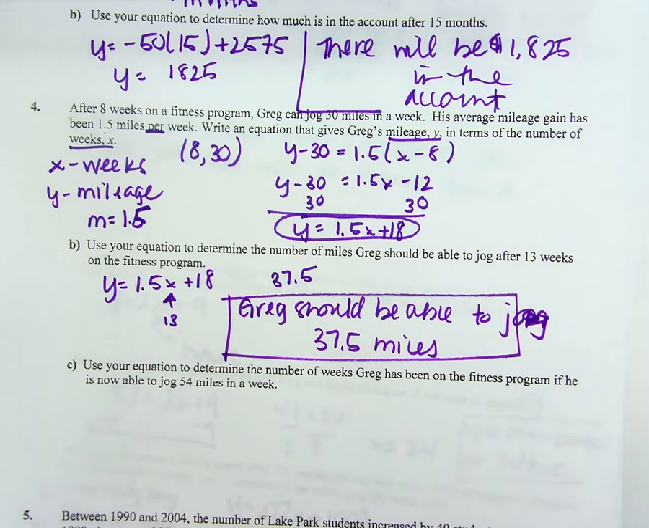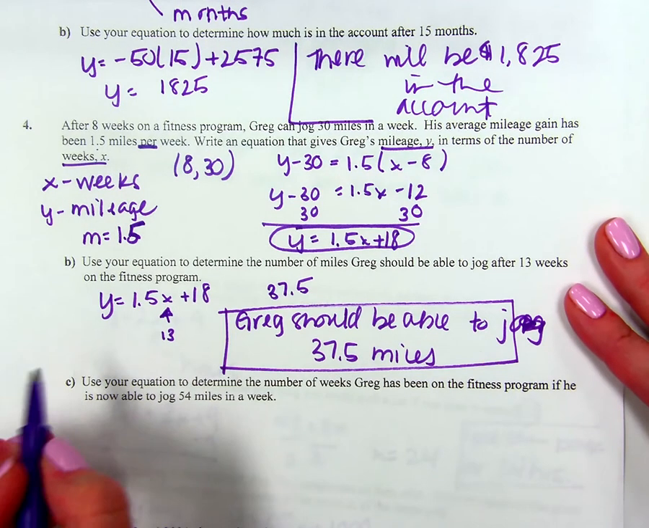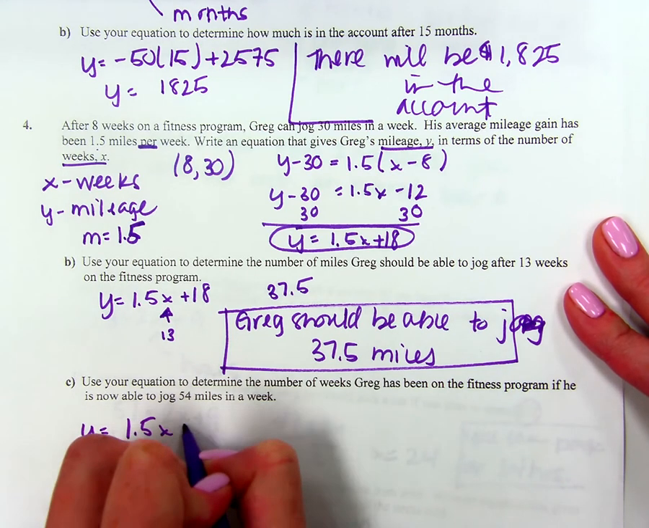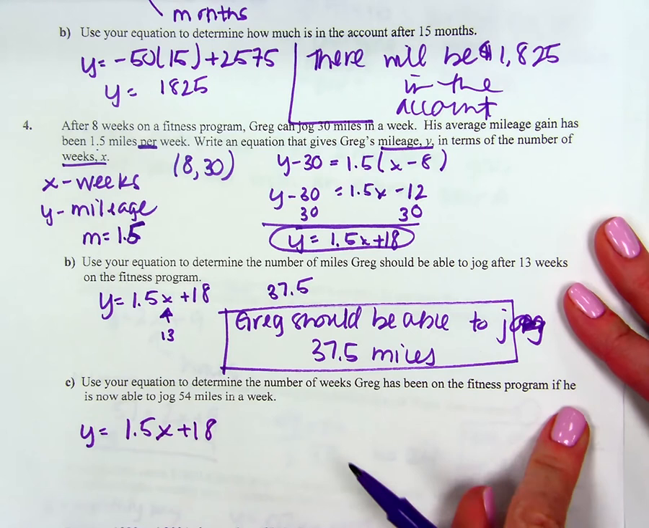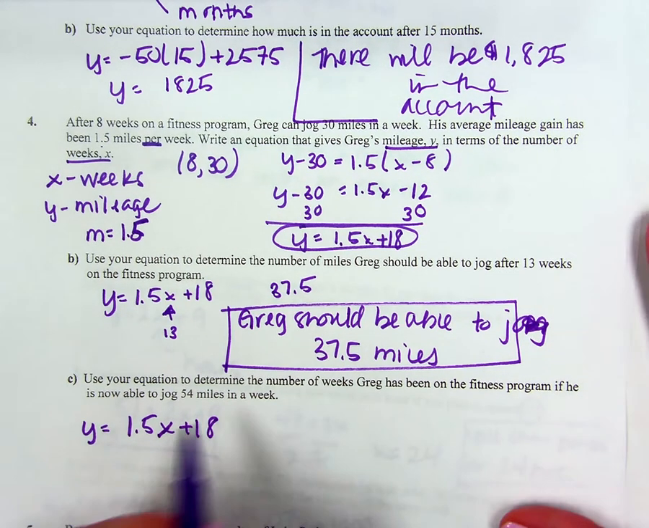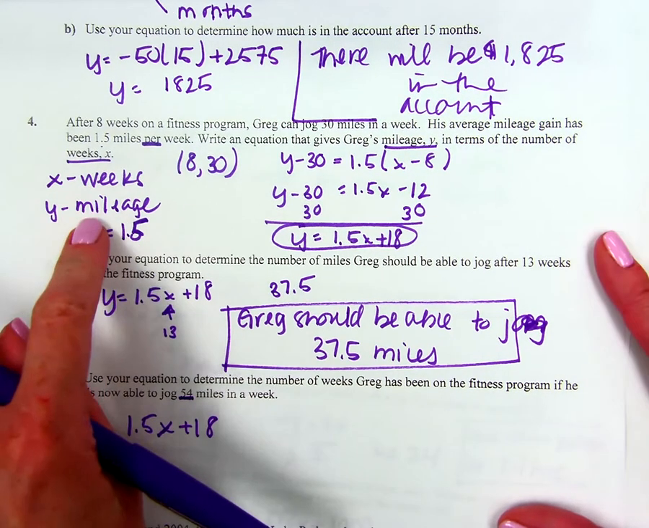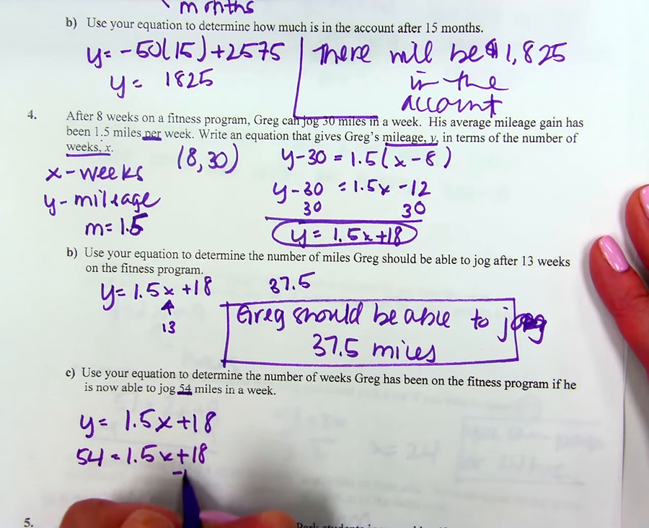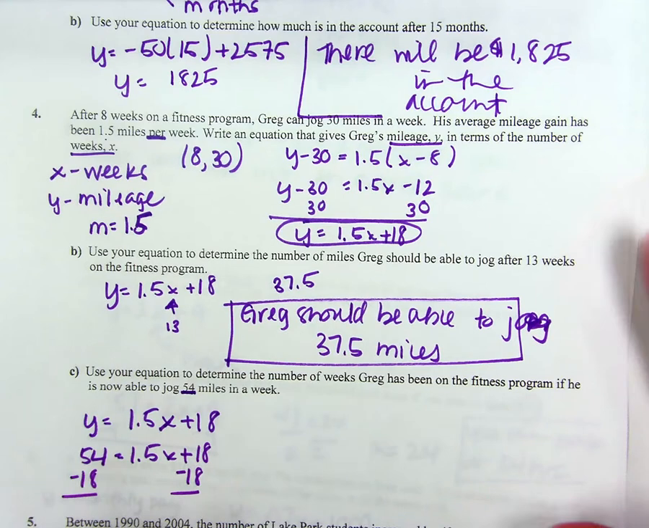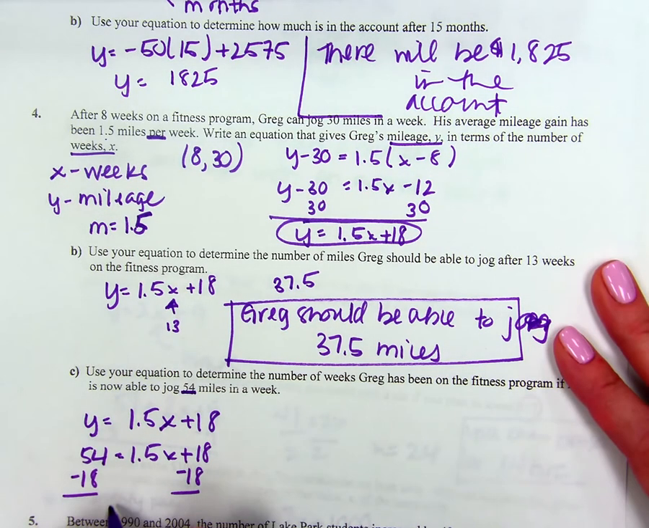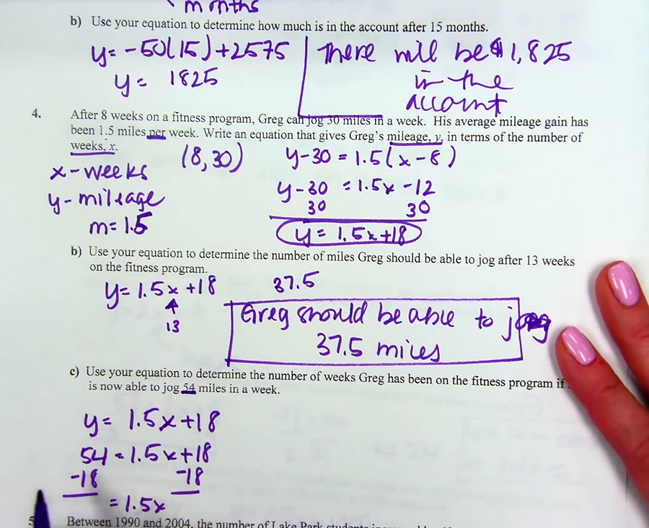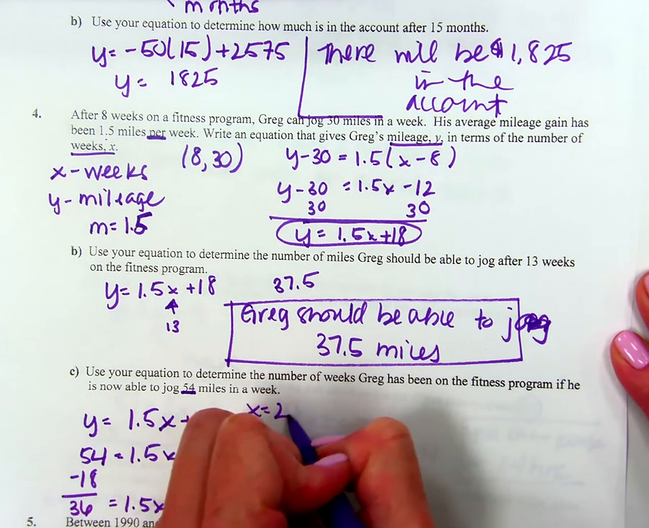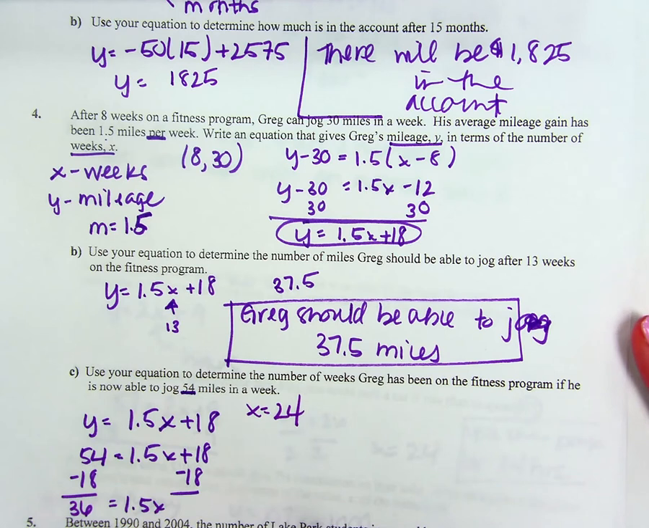So C says, use the equation to determine the number of weeks Greg has been in the fitness program if he is now able to jog 54 miles a week. So we have our equation again, and we are solving for, we have the information given to us, 54 miles in a week. So 54 miles, that's going to go in for our y. So I'm going to put in my 54 there. And then I'm going to solve for my x. So I have 36. And so my x equals 24. So it's been 24 weeks.